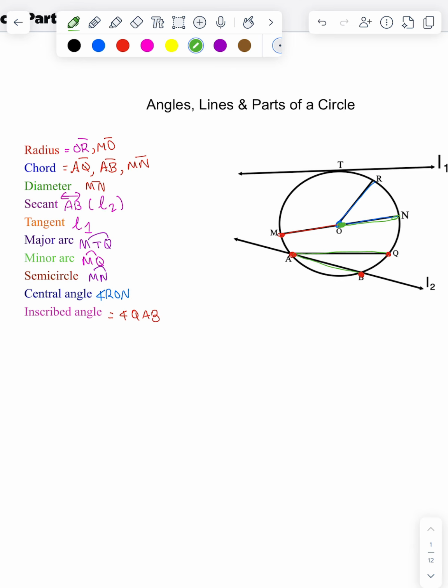And ON would be a radius, because it's half of the diameter. So something important to keep in mind about the radius, or radii, of a circle is that all radii of the same circle are congruent. They all have the same measurement. So in this picture, radius OR, radius MO, and radius ON would all have the same measurement, whatever that would be.